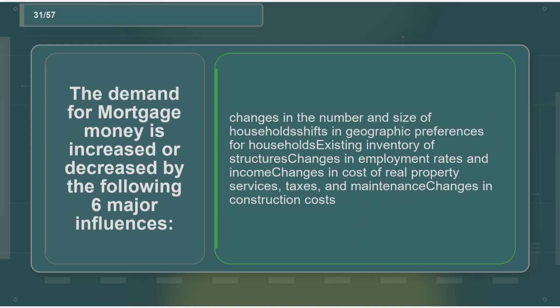Flashcard 31, term: the demand for mortgage money is increased or decreased by the following 6 major influences. Definition: changes in the number and size of households, shifts in geographic preferences for households, existing inventory of structures, changes in employment rates and income, changes in cost of real property, services, taxes, and maintenance, changes in construction costs.